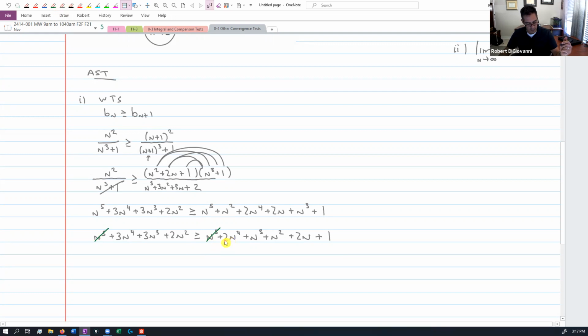Let's subtract 2n to the 4th on both sides. We get n to the 4th. Let's subtract n cubed on both sides. We get plus 2n cubed. Let's subtract n squared on both sides. I get plus n squared.